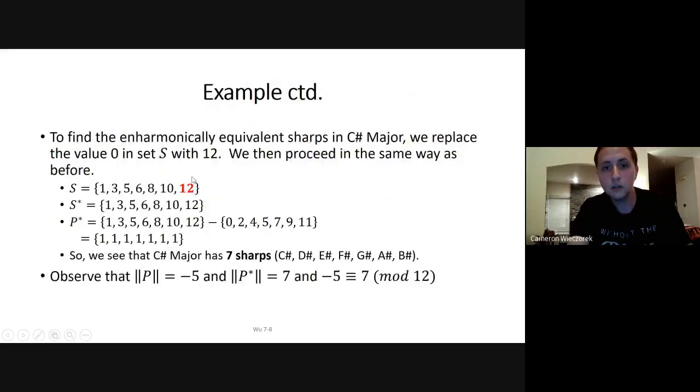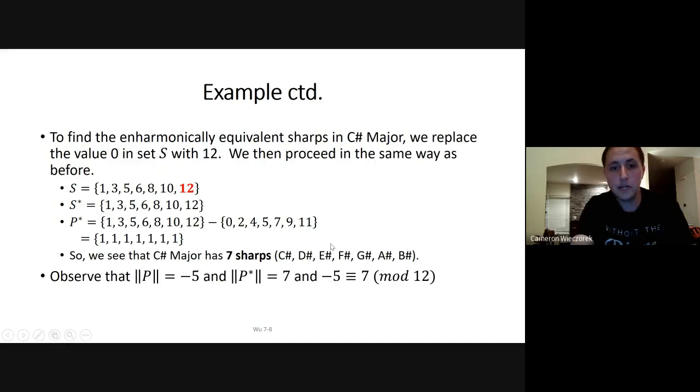Now you see me, now you don't. There's 12. I sort the set, which is already sorted now: 1, 3, 5, 6, 8, 10, 12. So there's my new set S star. And to get the set P star, I subtract the C major scale, 0, 2, 4, 5, 7, 9, 11. Element by element subtraction gives me 7 positive ones, meaning every single note from the original C major scale is now sharp. C, D, E, F, G, A, and B are all sharp.